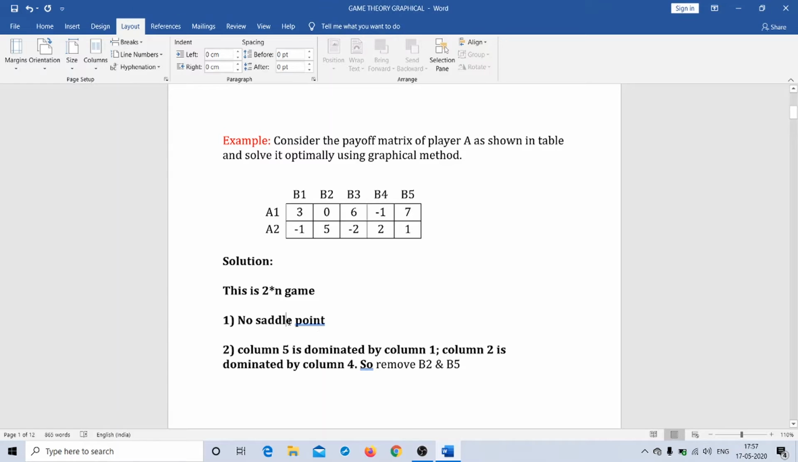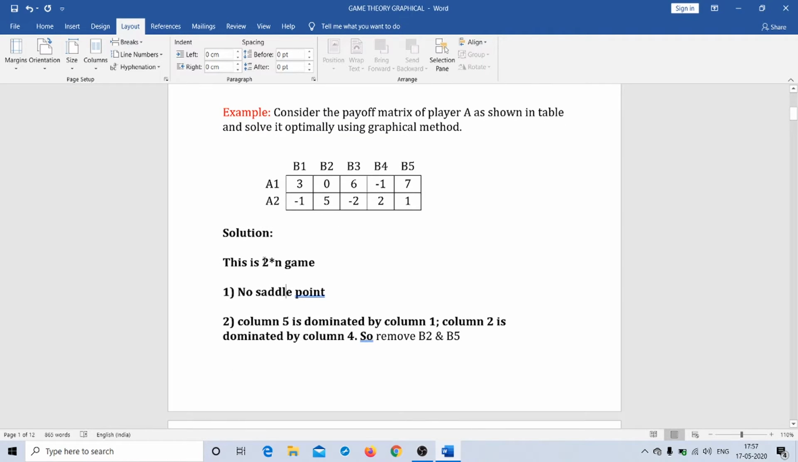So look at the solution. This is a 2 cross n game, as I have already told you. Now this particular game does not have a saddle point, right? So what we do is implement the principles of dominance to reduce it to 2 cross 2, and then I can take it up further. But sometimes it may not be reduced to 2 cross 2. So when it doesn't get reduced to 2 cross 2, let us see how best we can solve this problem.